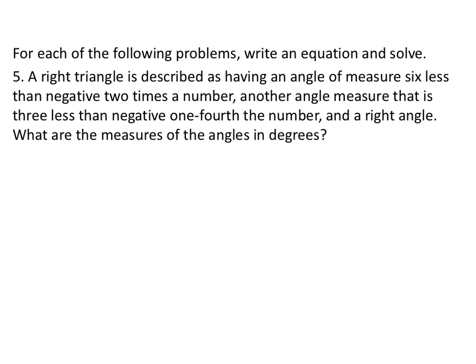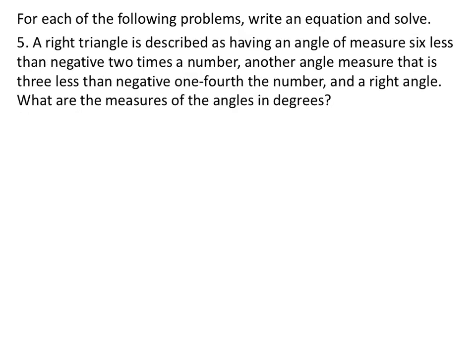A right triangle is described as having an angle of measure 6 less than negative 2 times the number, another angle measure that is 3 less than negative 1/4 the number, and a right angle. What are the measures of the angles in degrees? Take 1 minute with your neighbor. Solve number 5 in this exercise set. Go.